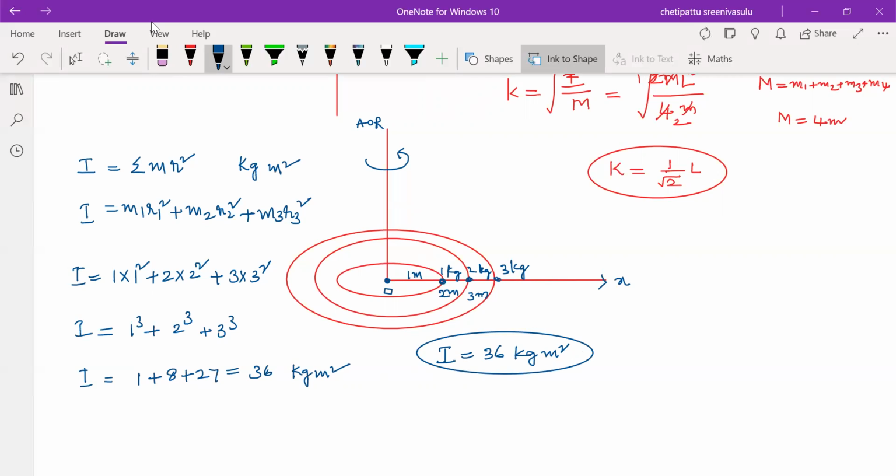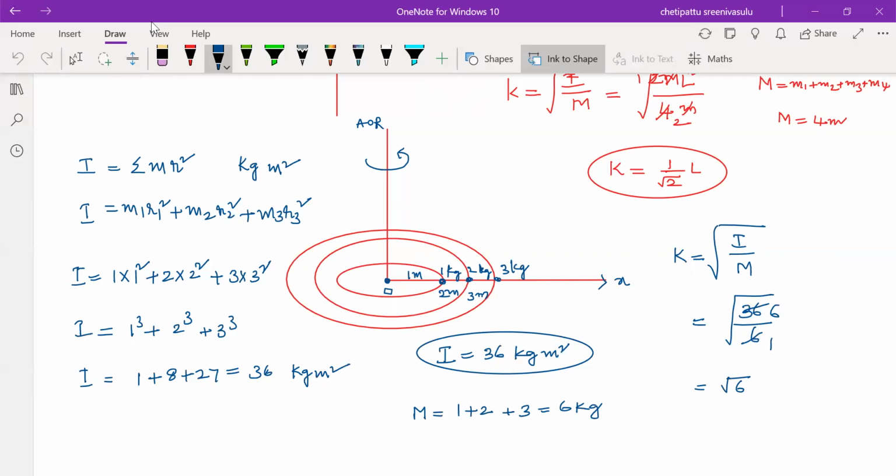What about radius of gyration? We know that radius of gyration equals root of I upon M. What is the I value we derived? I value 36 we derived. Mass is total mass, how much? Here total mass equals 1 kilogram, 2 kilogram and 3 kilogram, 6 kg. You need to write 6 here. And how many times 6? 6 times. This is root 6. Here radius of gyration.